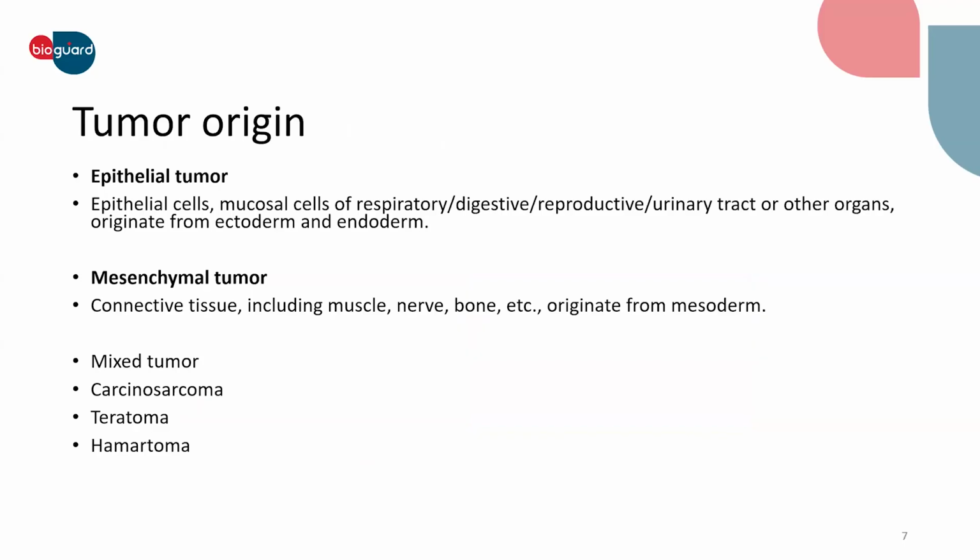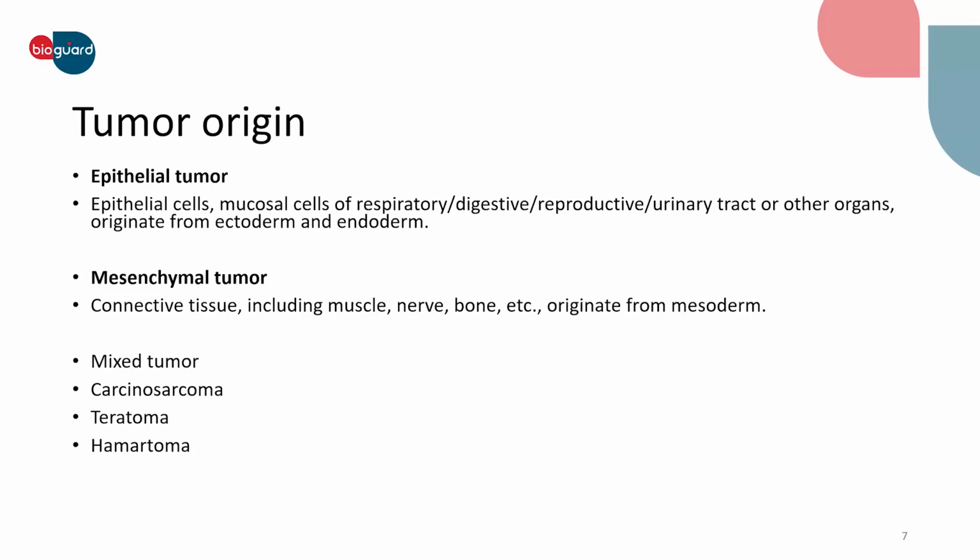Let's take a quick look at where tumors come from, their tissue of origin. The first one is epithelial tumors. These develop from epithelial or mucosal cells, the ones that line the skin, as well as the respiratory, digestive, reproductive, and urinary tracts. They typically come from the ectoderm or endoderm layers. The second one is mesenchymal tumors. These arise from connective tissues like muscle, bone, fat, blood vessels, or nerves.